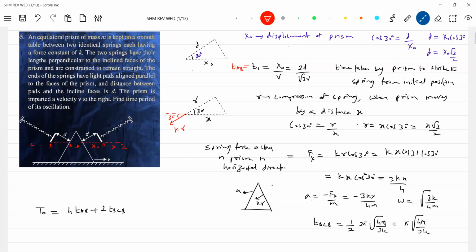Don't go for maximum diagrams. It will kill your time. Better try to analyze through the question only. Now you try to see that time taken by the prism to move from A to B should be equal to B to A. Similarly on this side. So is it okay? 4 times. Then time taken to move from B to C should be equal to C to B. On the left side also B to C, C to B.